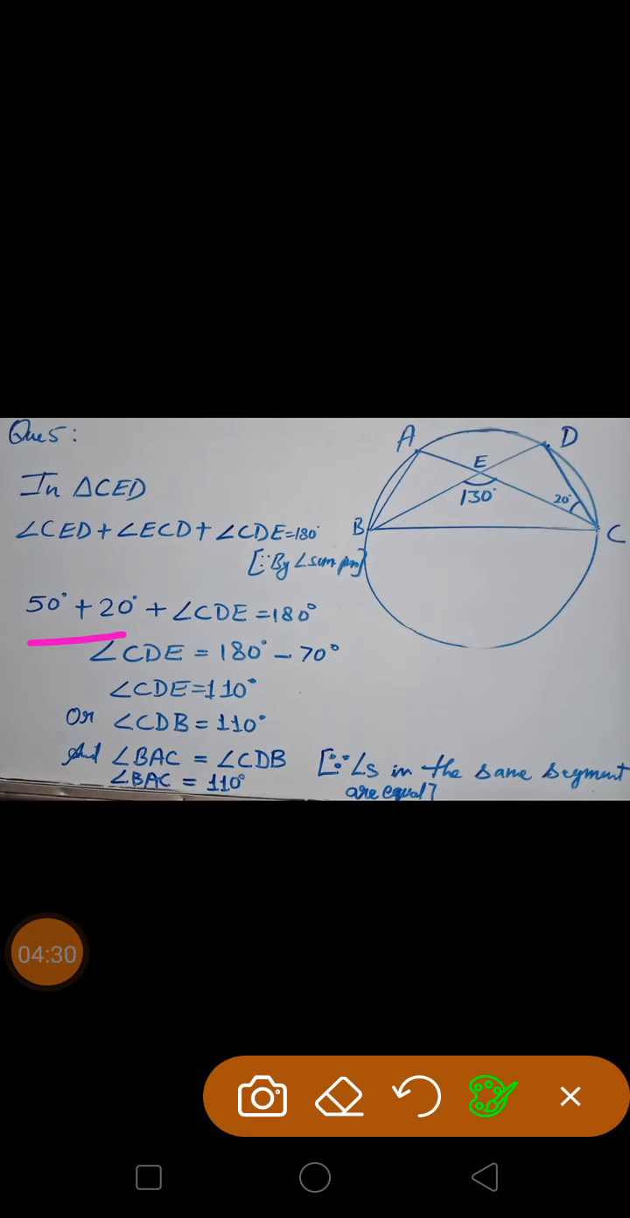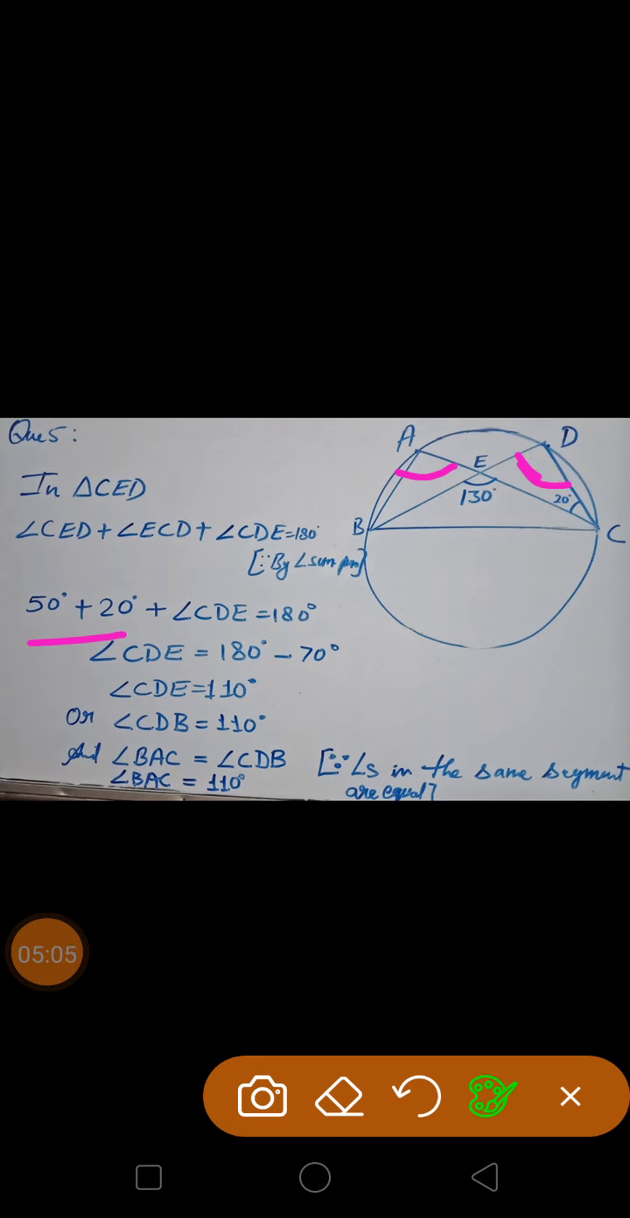So we know that BAC and CDB are equal. How? BAC means this angle and angle CDB means this one. How are these equal? CDE and CDB are both the same thing. CDE means this and CDB means this, the same angle we are talking about. It is written here, both are the same angle. Now see, we can say that angle BAC and angle CDB are equal.